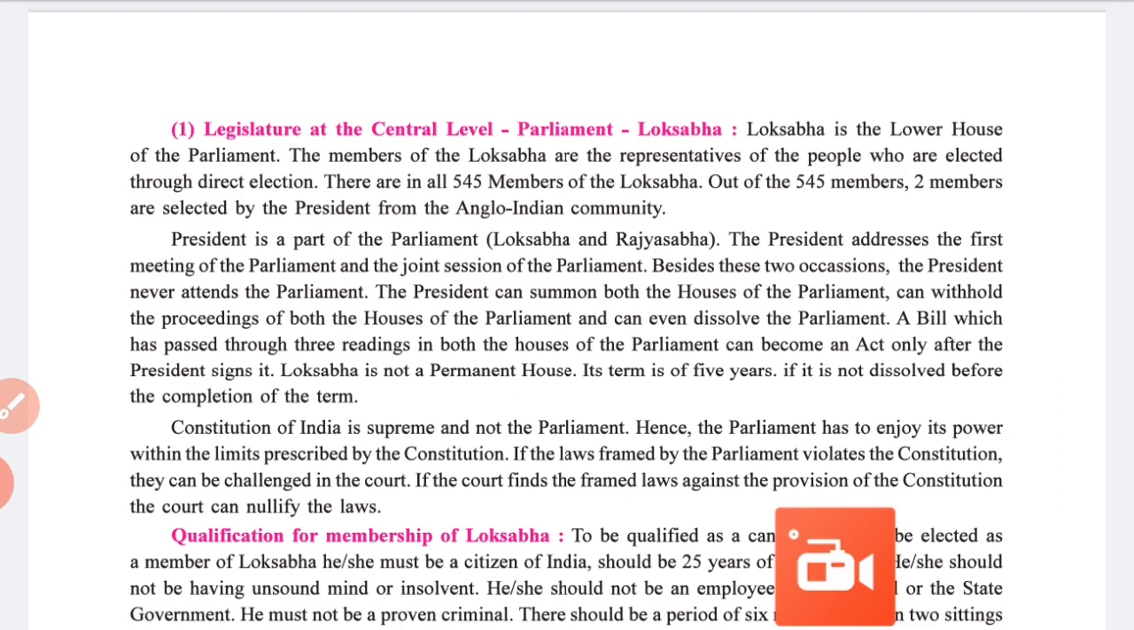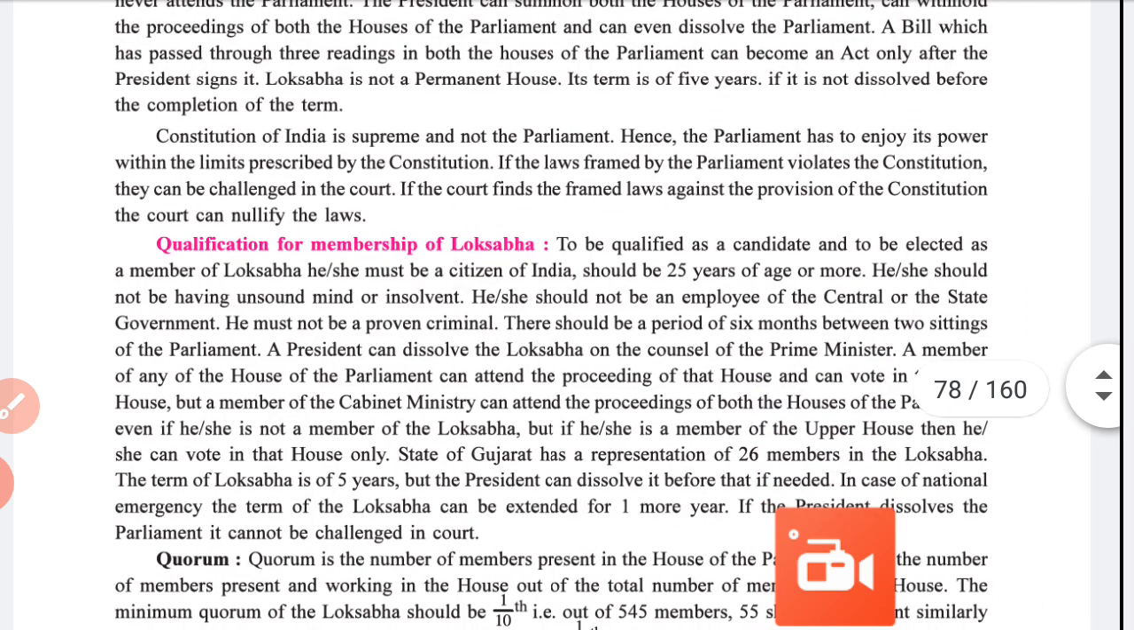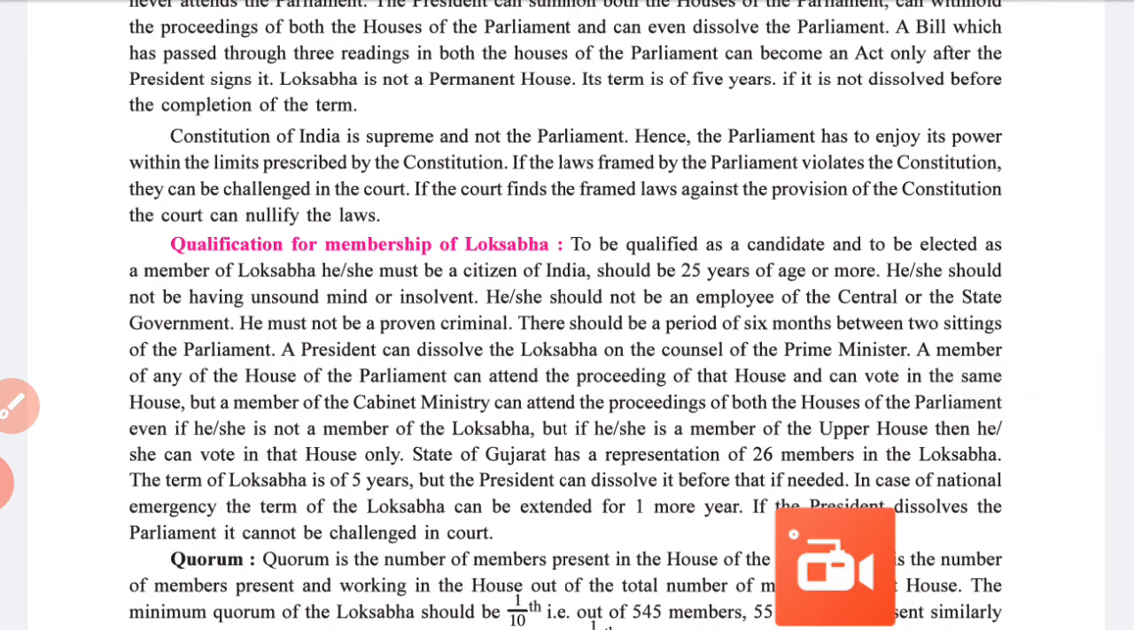The Constitution of India is supreme and not the Parliament. Hence, the Parliament has to enjoy its power within the limits prescribed by the Constitution. If the law framed by the Parliament violates the Constitution, it can be challenged in court. If the court finds the law against the provisions of the Constitution, then the court can nullify the law.